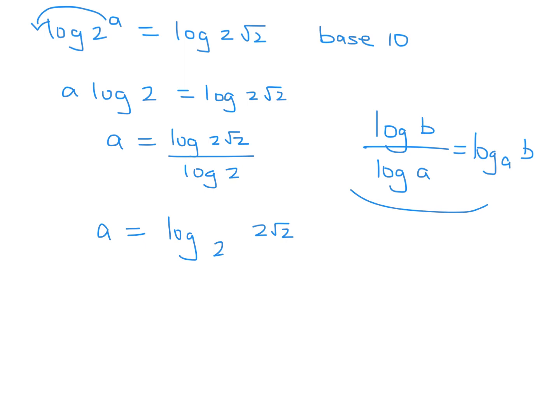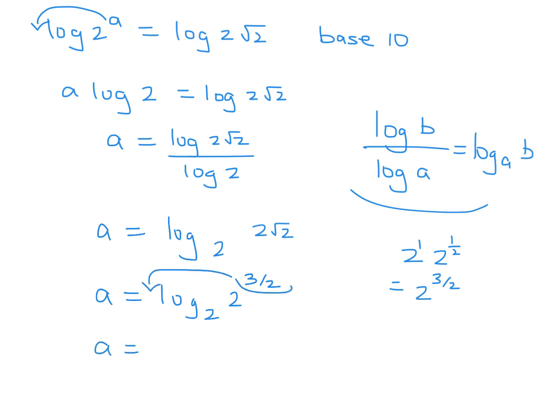Okay, at this point, I am going to change that 2 root 2 into exponents. So 2 root 2 is 2, and then root 2 is 2 to the half, right? So it's 2 to the power of 1 times 2 to the power of a half. If you combine that, it's 2 to the power of 3 over 2, using exponent laws. Now again, using log rules, we can bring this guy out front. So it's 3 over 2, the log of 2 to the base 2. Well, the log of 2 to the base 2 is just 1. So that means a is equal to 3 over 2.